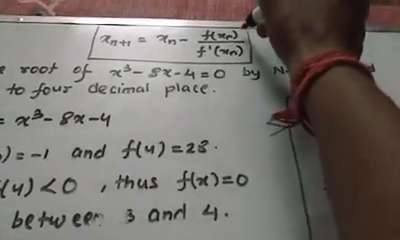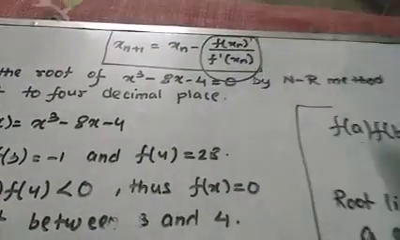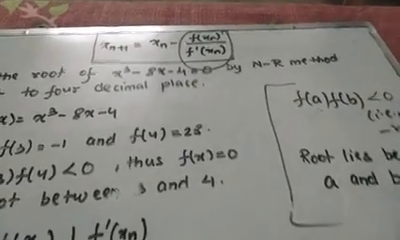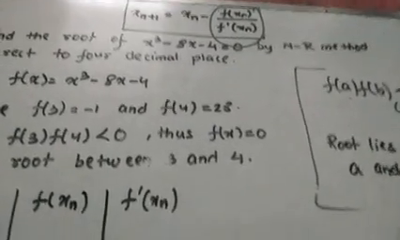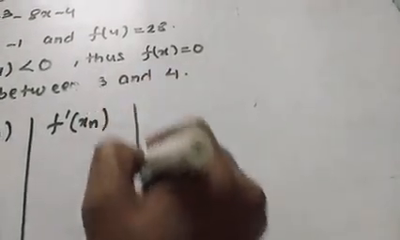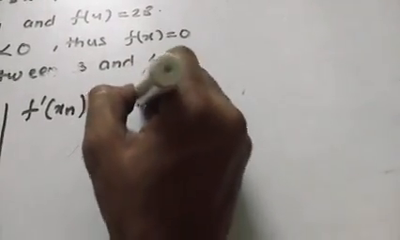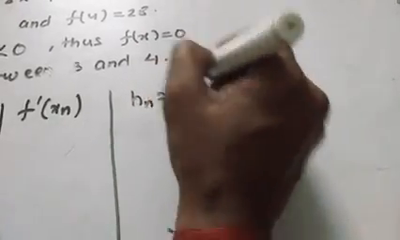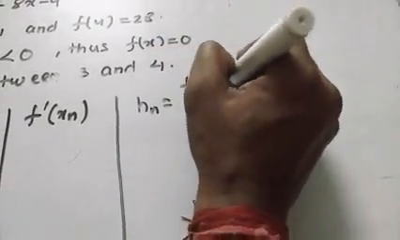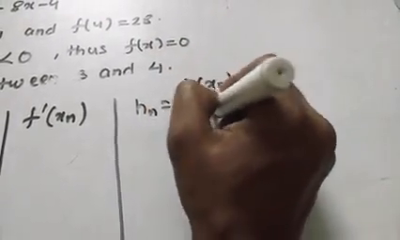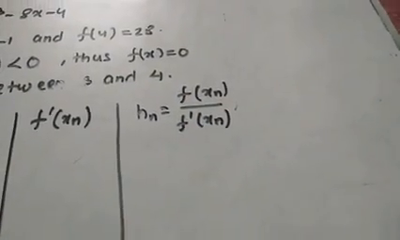We have to find this ratio. So we will name this ratio. How do we name this ratio? We will name this ratio as hn. Hn equals f of xn by f dash of xn. We will find that ratio.